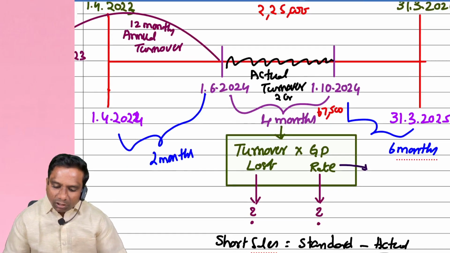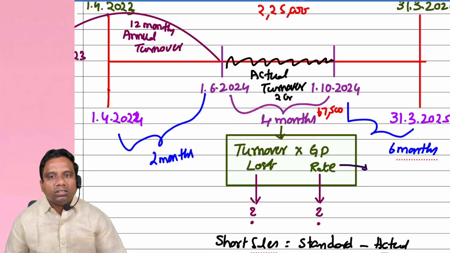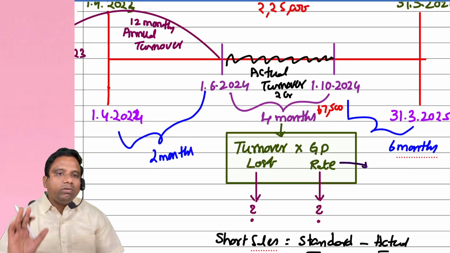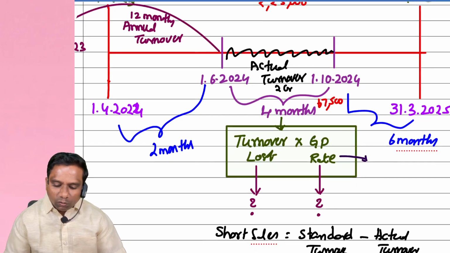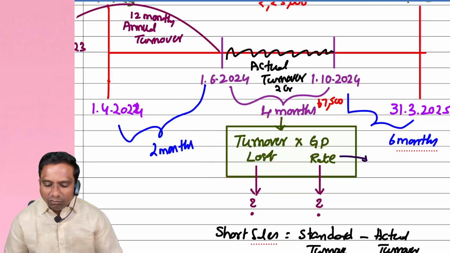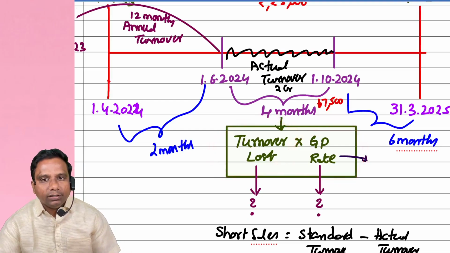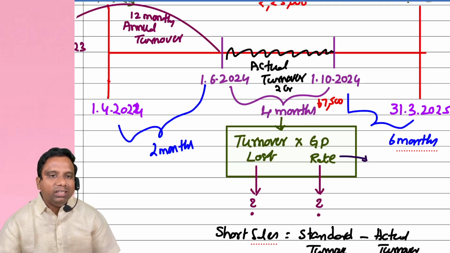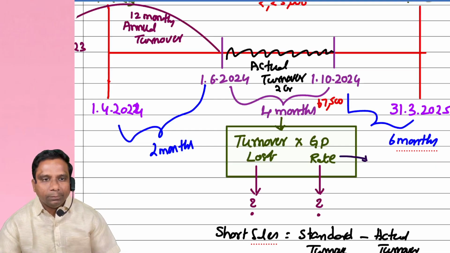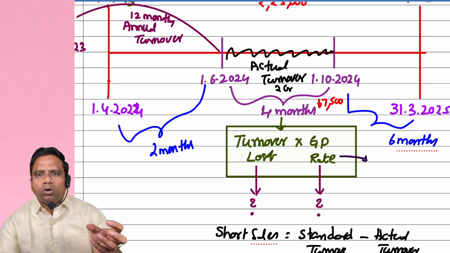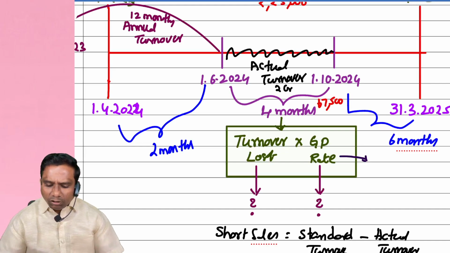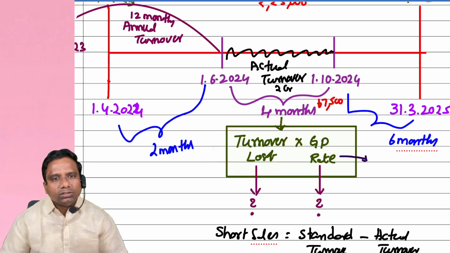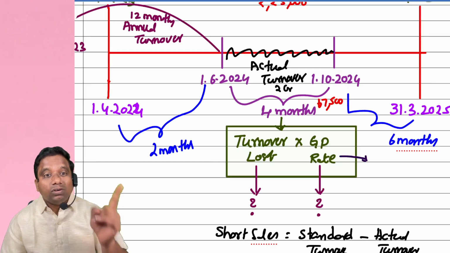Yes, sir. Now for these 4 months, how much turnover did you lose? That we calculate. On that we apply the gross profit rate. Then whatever amount we get is your loss of profit. That loss of profit may be adjusted for some calculations. Wait. Now the question comes, how much turnover lost?